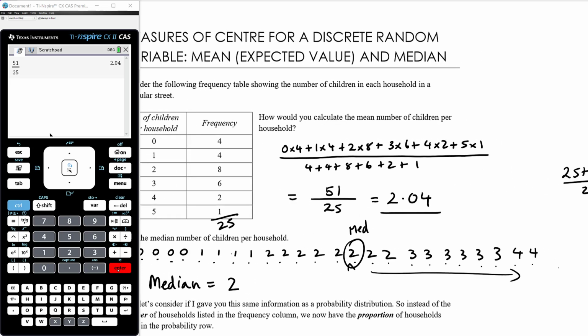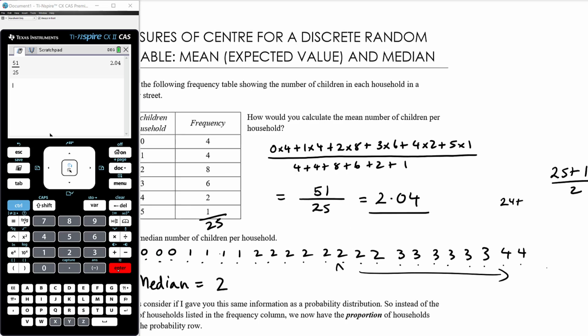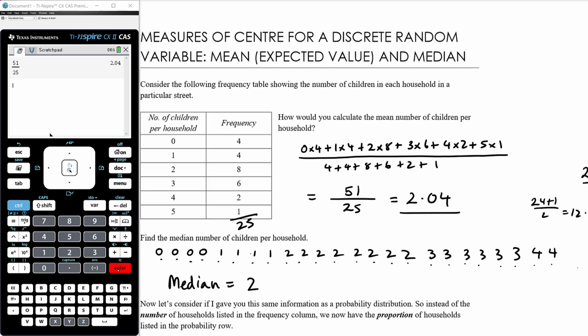The median won't always be a discrete value, because if we'd had 24 bits of data, let's say this bit's missing, then the median would have been 24 plus 1 over 2, which would be 12.5. So it would have been the 12.5 value. So it would be between the 12th and the 13th values, and so we would average the 12th and 13th values. Now in this case that would still give you 2, but let's say it was halfway between there, then the median could be 2.5. So again, it won't always be a whole number value.